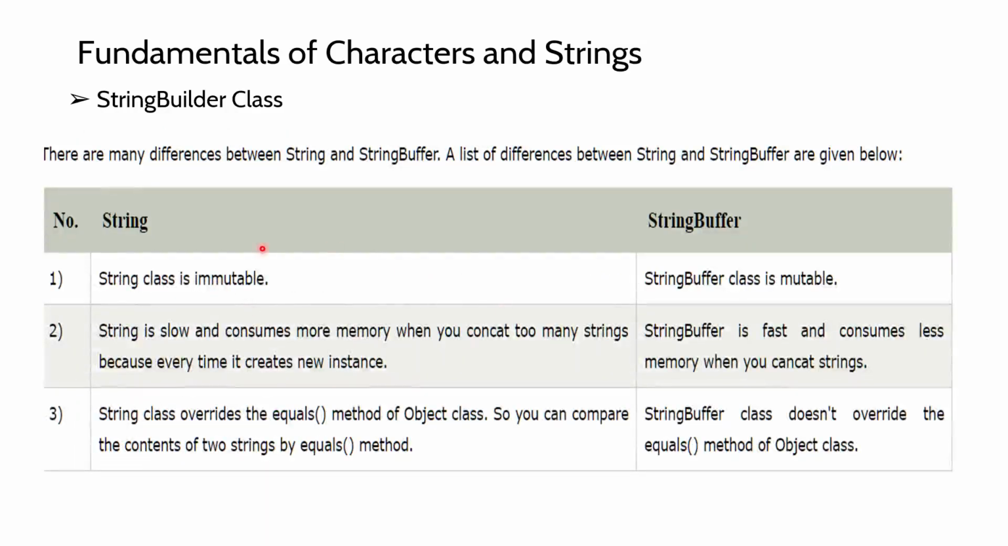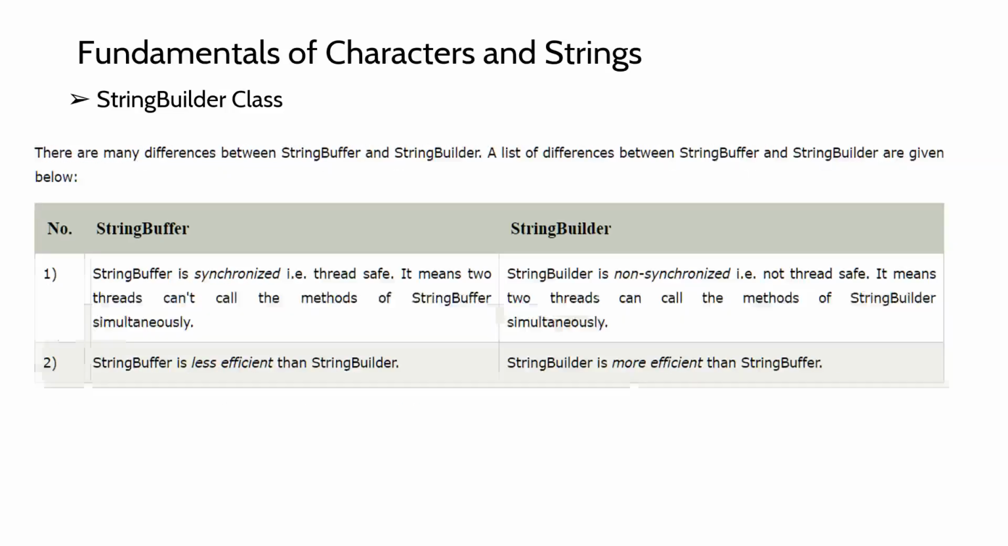Here are some comparisons on the differences between the String class and the StringBuffer class. We can see here the String class is immutable, whereas the StringBuffer class is mutable. String is slow and consumes memory. StringBuffer is fast and consumes less memory. When you concatenate, String is slow and consumes a lot of memory because new instances need to be created during concatenation. The String class overrides the equals method of the Object class, so when you compare the contents of two strings, you have to use the equals method. StringBuffer doesn't override the equals method of the Object class.